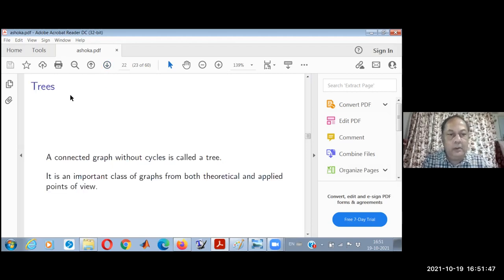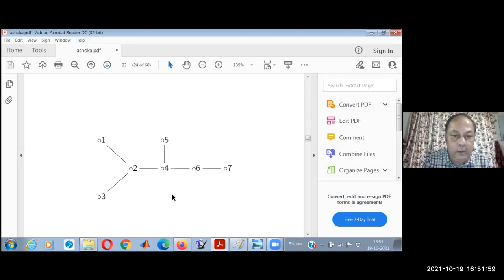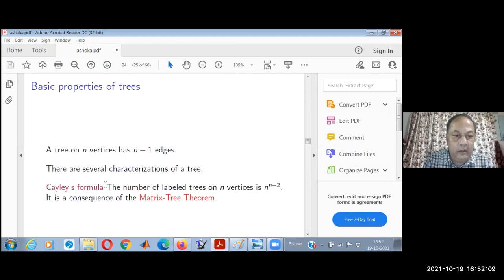And so now I come to trees, and there the question again is very interesting, whether a tree is determined by its spectrum. A tree is just a connected graph without cycles. It's an important class of graphs. So this is an example of a tree. A tree on n vertices has n-1 edges and lots of other properties. And Cayley's formula, the number of labeled trees, is n to the power n-2, and the matrix tree theorem, and so on. And there are several characterizations.